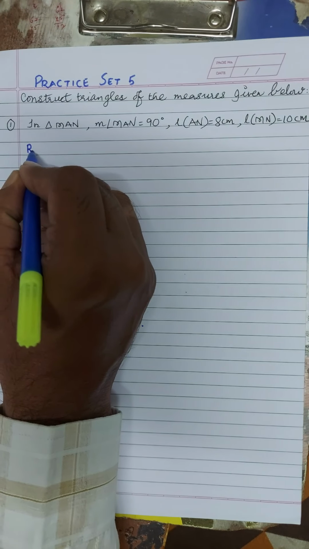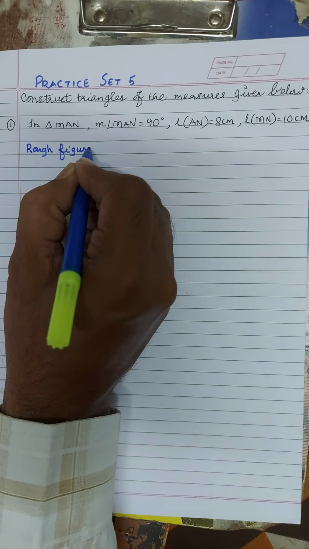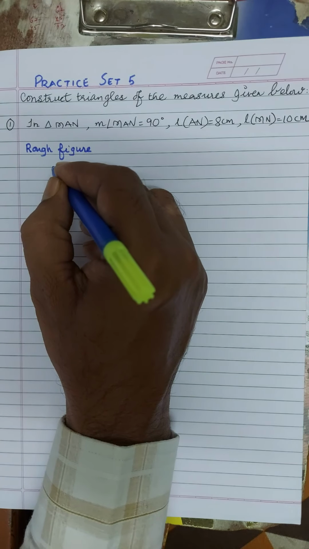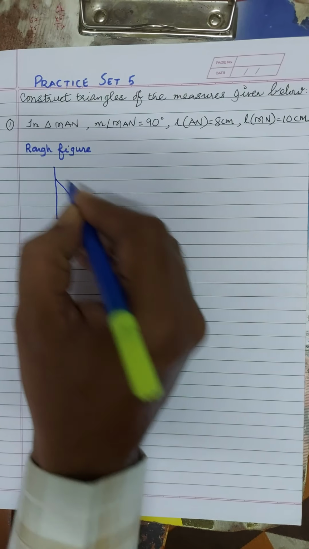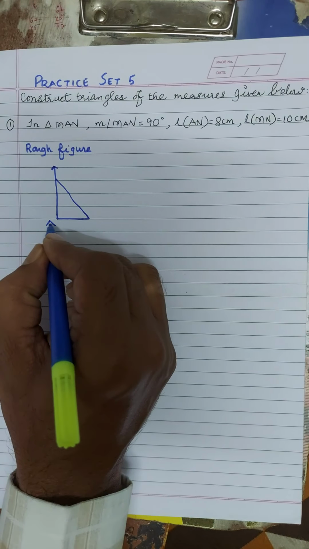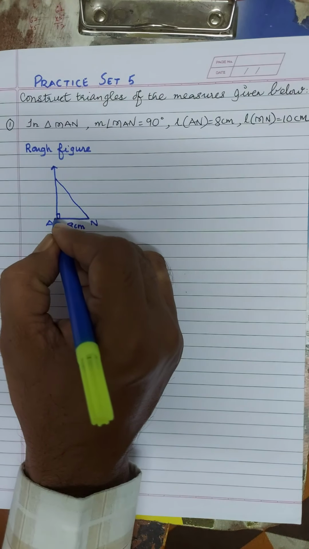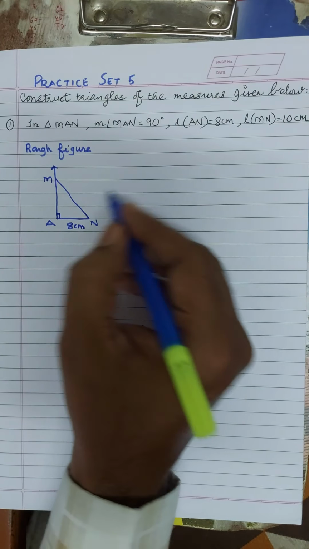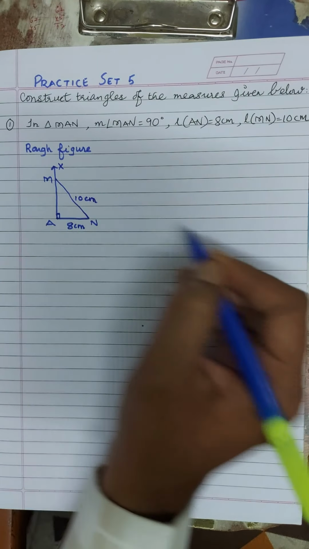First of all, we have to draw the rough figure, which you can also call the analytical figure. In the rough figure, we'll draw one right angle triangle. See, I am drawing the right angle triangle like this. Suppose this is AN, which is 8 centimeters. This is exactly straight, a right angle triangle. This is M, and MN is 10 centimeters, so we have to take 10 centimeters, and this is our X.